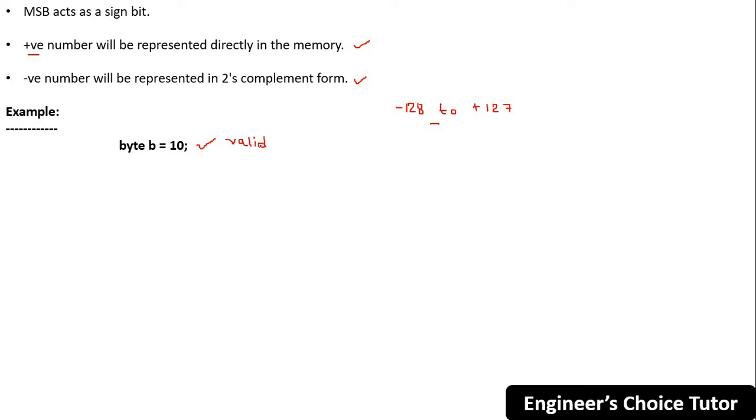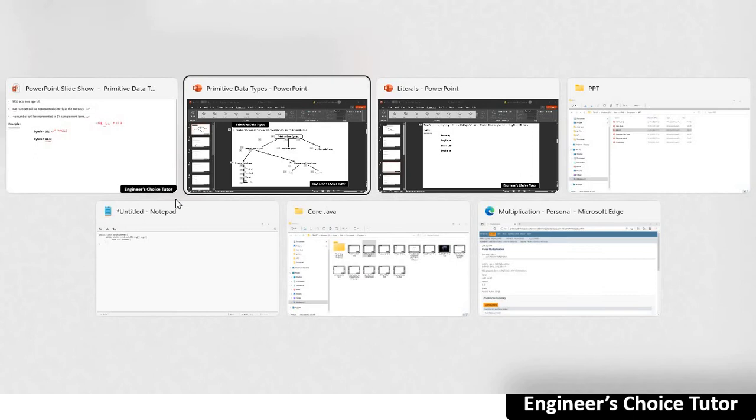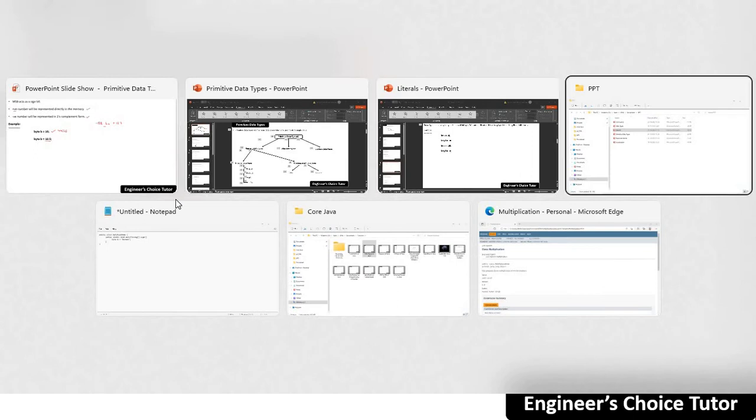Now let's see the next example. Byte b is equal to what? 10.5. Before concluding anything, let's do a practical and check whether it is valid or invalid. Byte b is equal to 10.5. For that, let's do it with the help of Notepad.